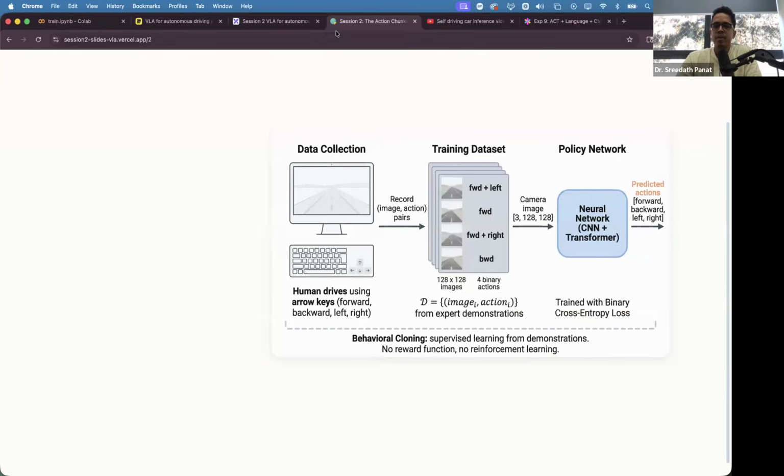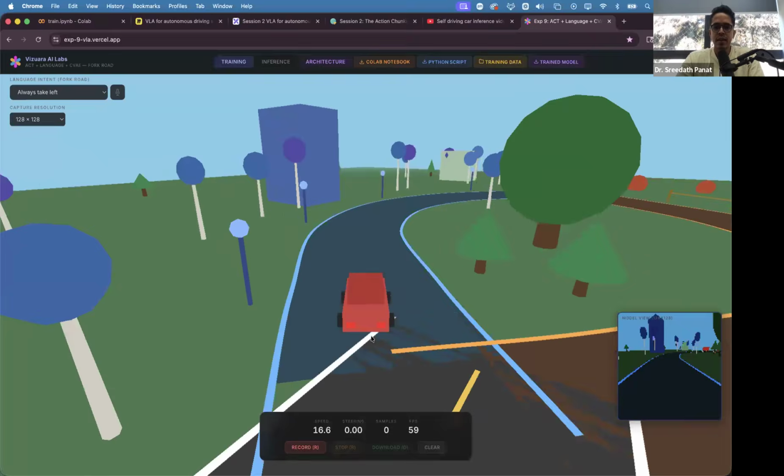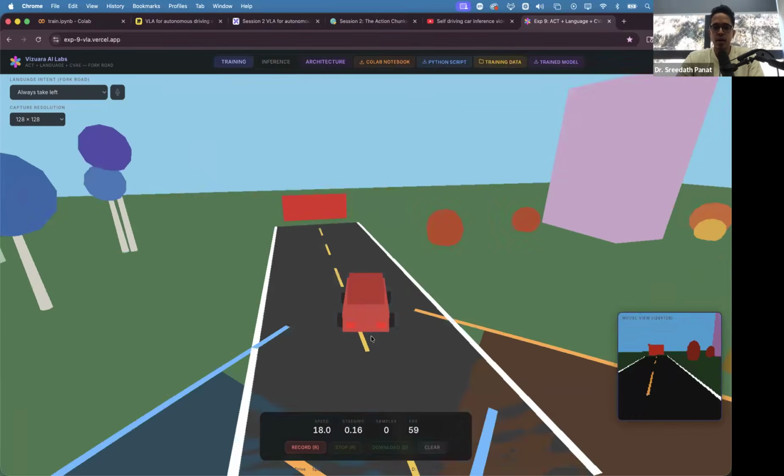Now, there are a few different options here, right? So in the last lecture, we had discussed two roads. One was this forked road, which had a fork, meaning there are two paths, a path to the left and a path to the right. And you can drive it yourself like this, and you can record sessions. This one I am driving right now.